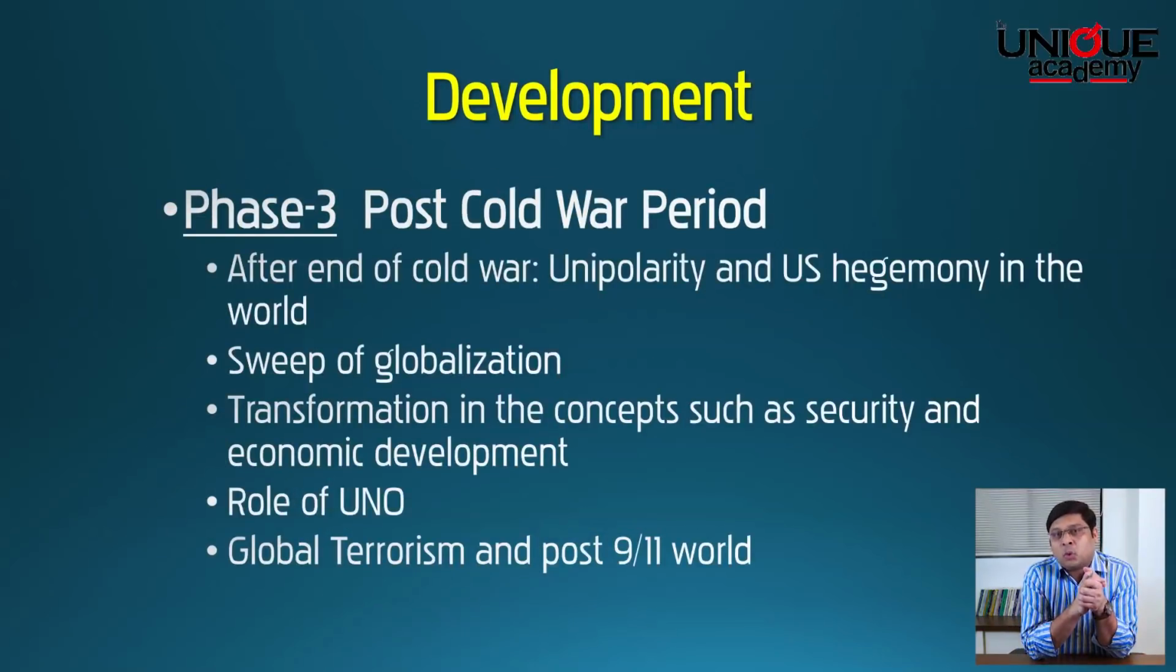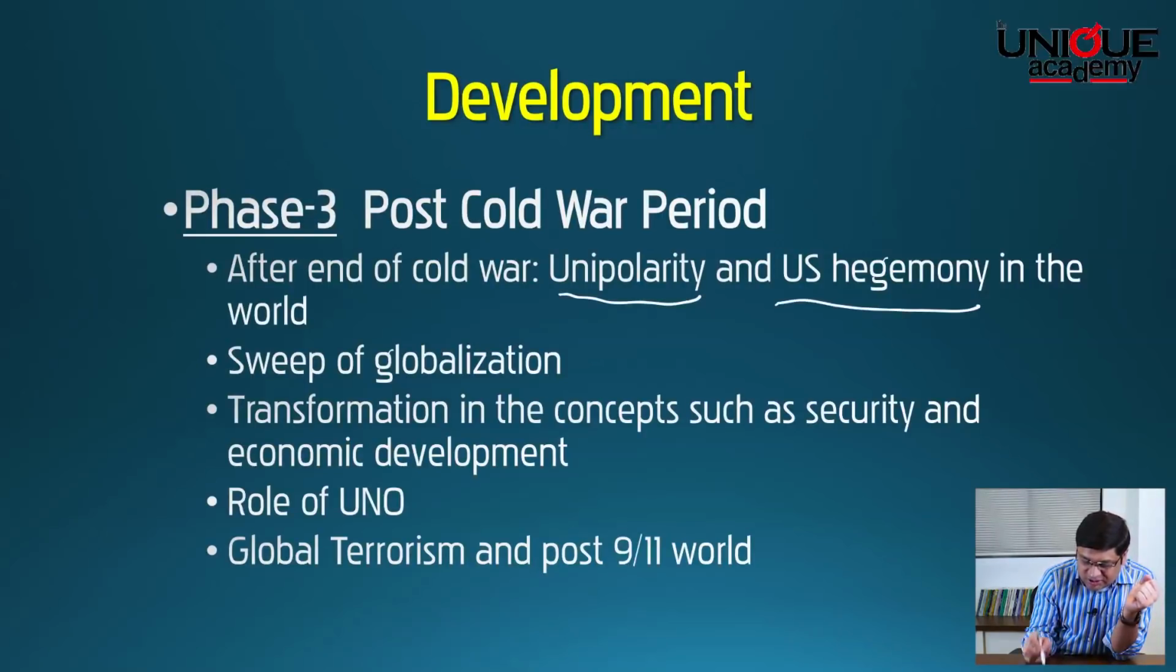The next phase begins with end of Cold War, which can be called as post-Cold War period. Here, one change which is very clear and obvious is the world which was multipolar before World War II becomes bipolar during Cold War and becomes unipolar in the post-Cold War period. So world becomes unipolar. So it is marked by unipolarity and US hegemony in the world affairs. US dominates the decade of 1990s.